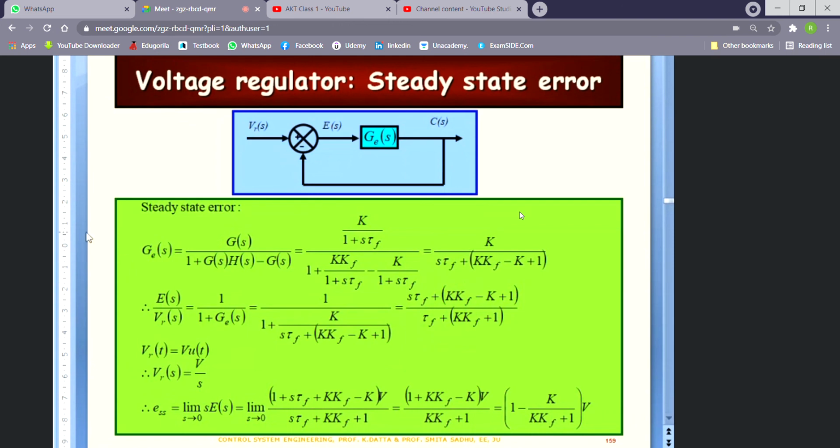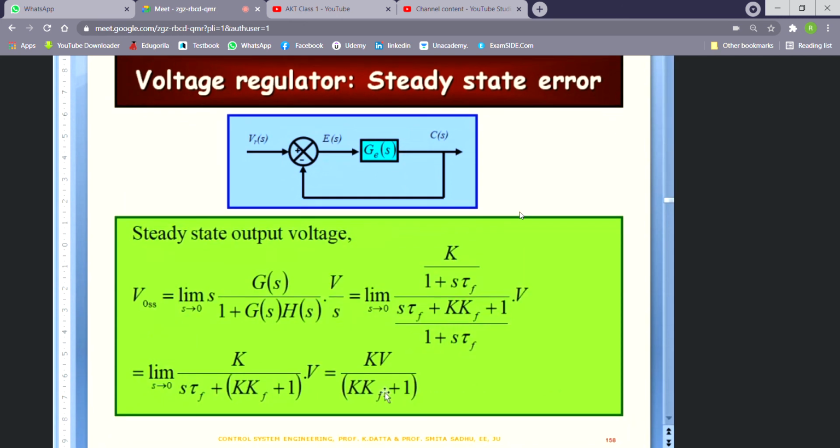Alternatively, of course, you could go by this path, the one that I was trying to say earlier. That is, the equivalent G is found out as G equivalent. This we have found out earlier, so that has been done. And then by finding out the error transfer function ES by VRS, this is what we get. And finally, for a step input, if you calculate the steady state error, this is what you are going to get. So if you go by this route, you get the steady state error. If you went by the other route as well, you would have got the steady state error.